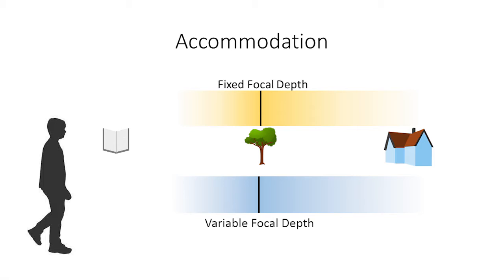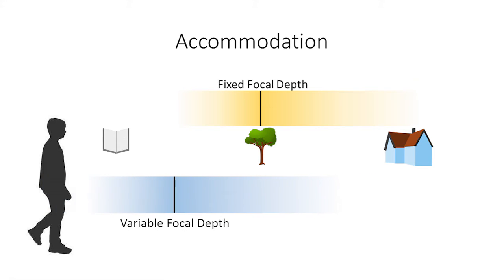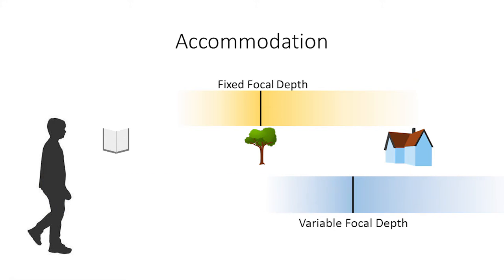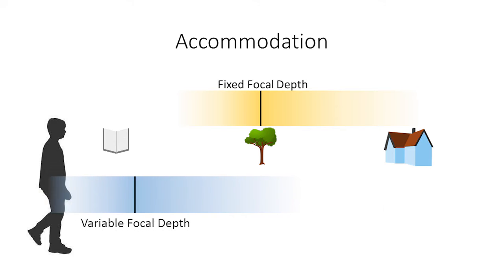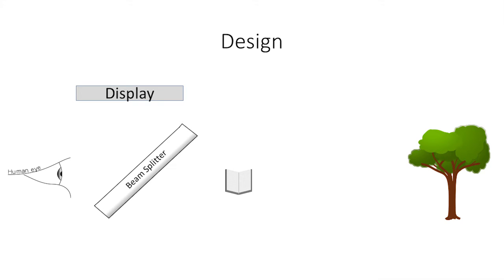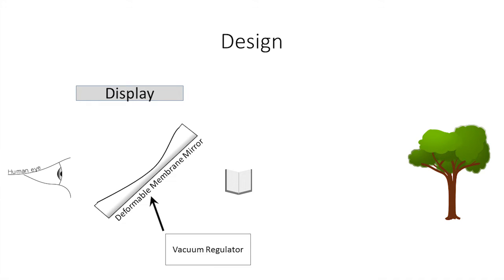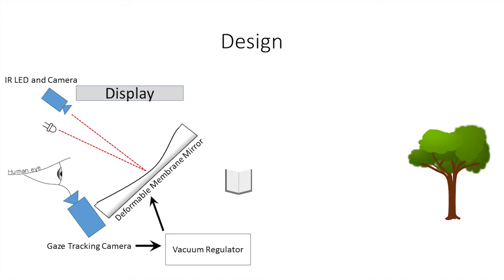Additionally, we provide a variable focal depth, allowing the user to focus on objects at different depths and the virtual images at the same time. Our display is based on a traditional beam splitter setup. We replace the beam splitter with a deformable membrane mirror, which is controlled by a vacuum regulator. An IR LED and camera system provides feedback on the deformation of the membrane.